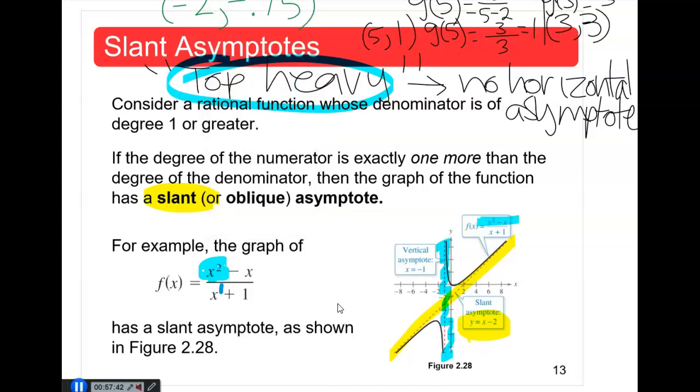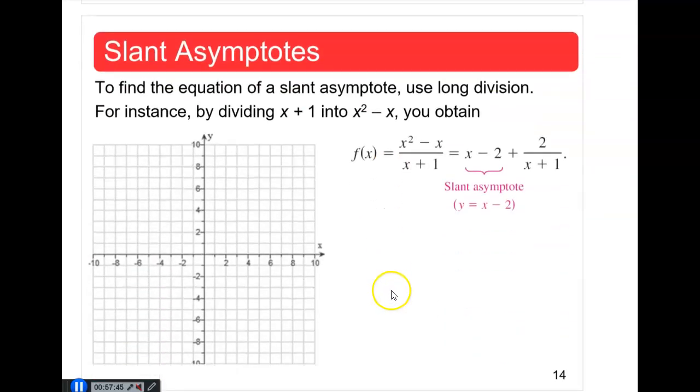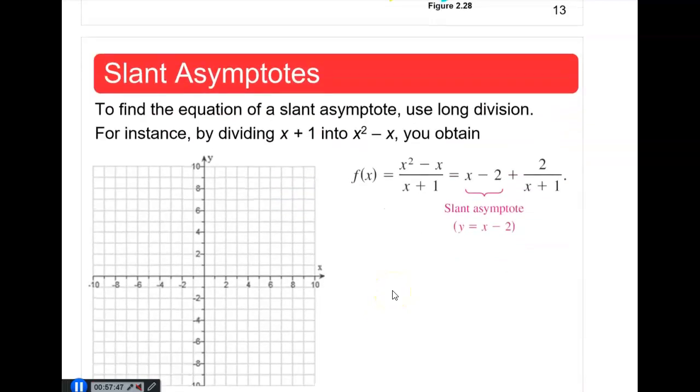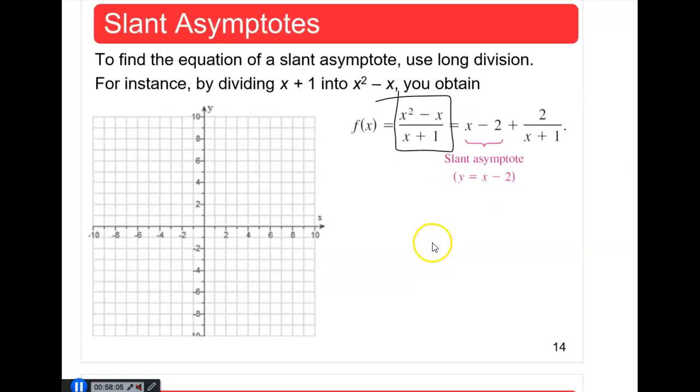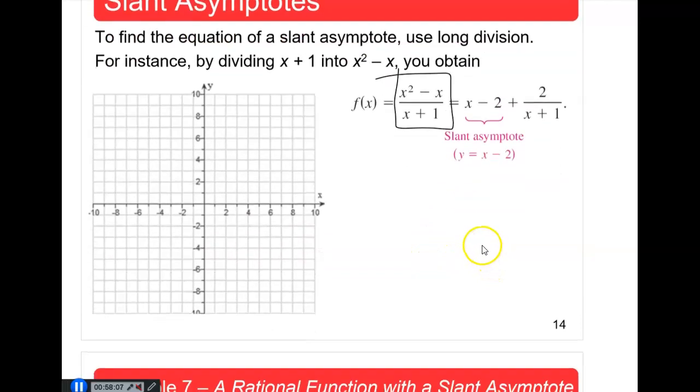So let's see how we will find one. And so what we're going to do is, we could use synthetic division or long division. So if we do that, we will be simplifying this one. Remember, that was the very first step to graph them. And that is because sometimes that will change completely the way that we graph it.